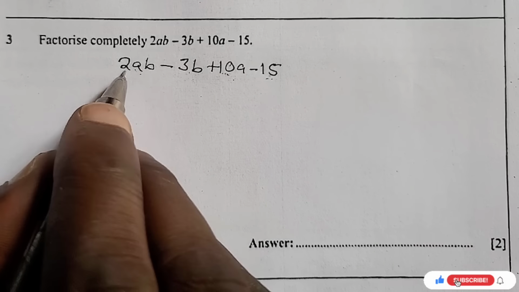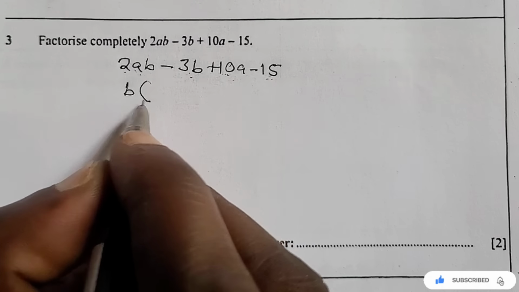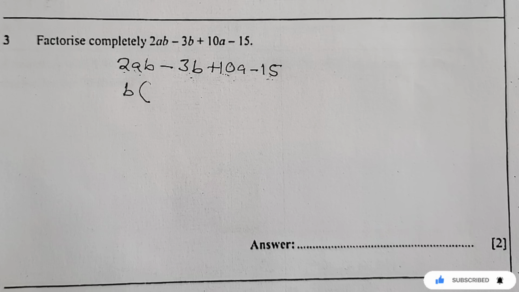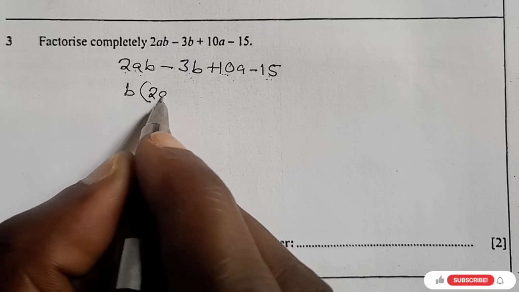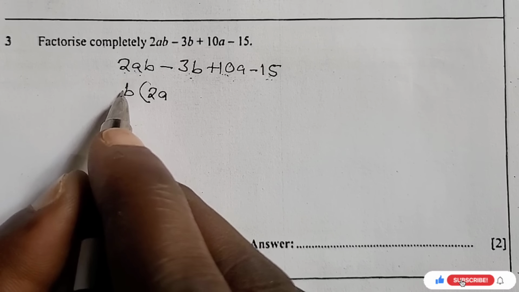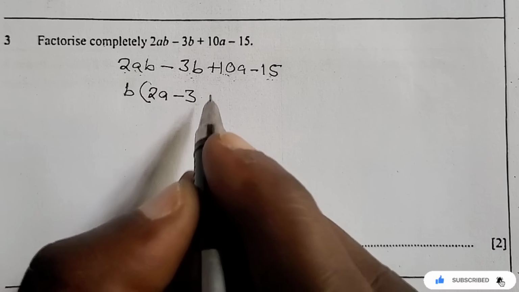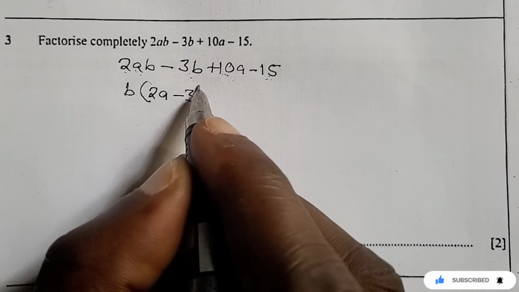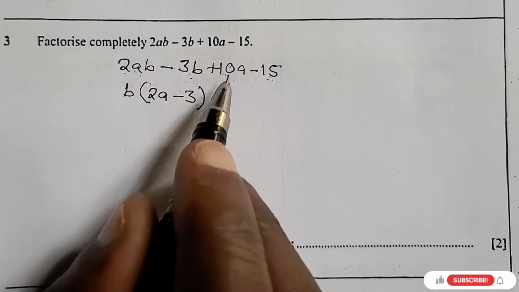So what is common here in the first 2 terms is b. So we're going to factor out b. So b into 2ab, you just remain with 2a. All right. So you have an invisible positive 1 here. Positive 1 to negative 3, just negative 3. B would cancel, but don't just cancel. Just know that you are dividing. Close bracket.